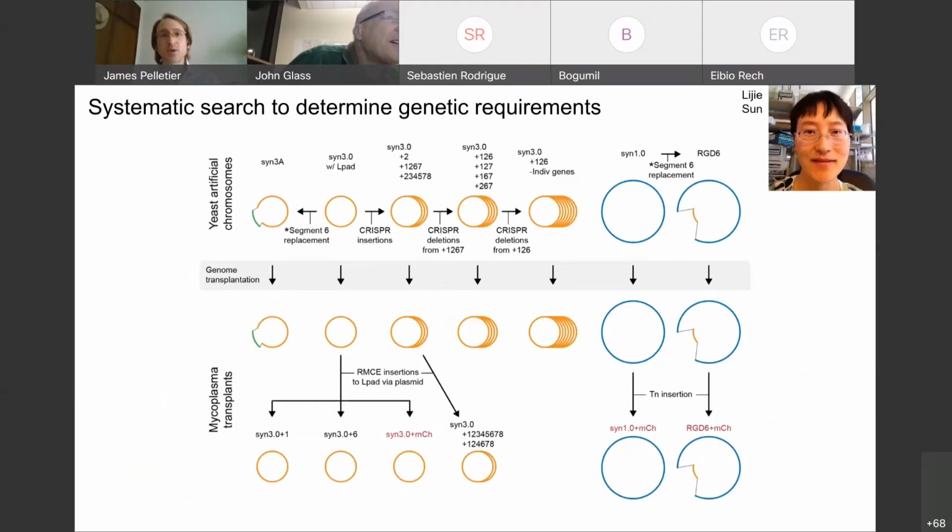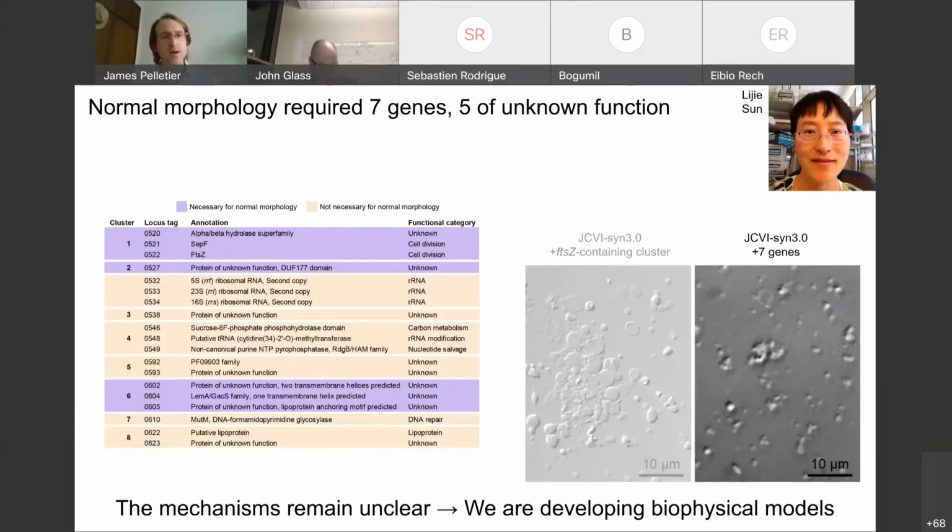And so this work was led by co-first author Lijie Sun. Lijie pursued a wide range of approaches to test in a systematic way the different genes that Syn3A retains compared to Syn3.0. And based on her work, she discovered that 7 genes of the 19 are together required. Any one gene absent, and the cell reverts to that pleomorphic phenotype.